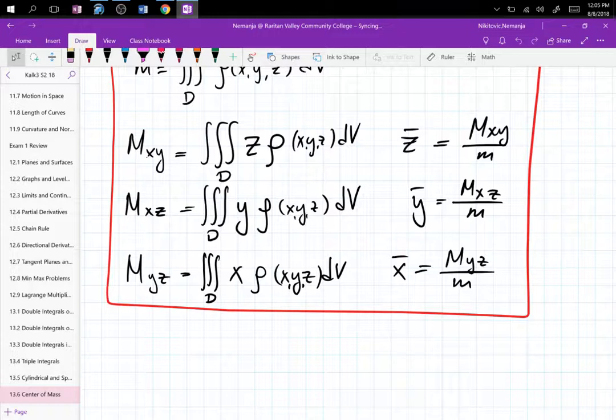Cone. What integral should we use for a cone? Are we going to use cylindrical, spherical, or rectangular? You're looking at the cone equation on the top as 4 minus the square root of x squared plus y squared. So it's going to be xyz, or cylindrical, or spherical.